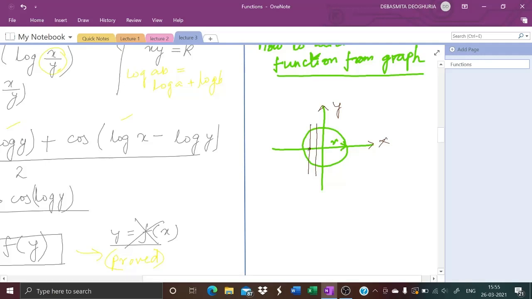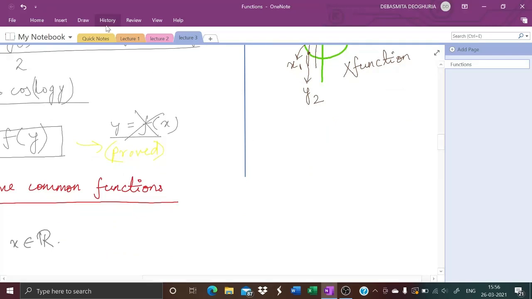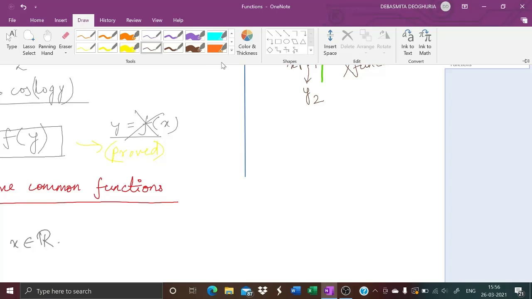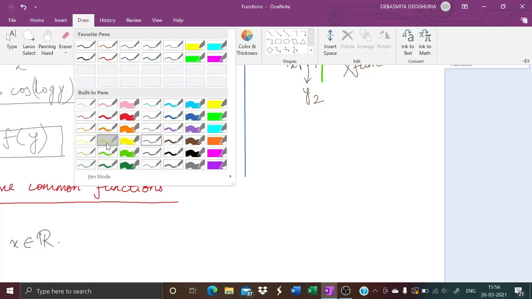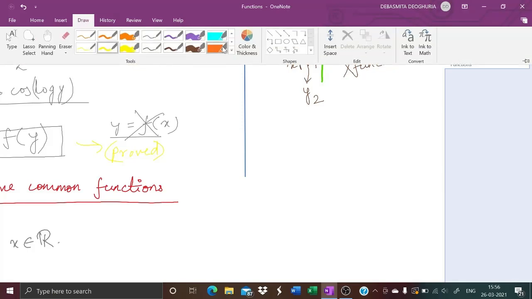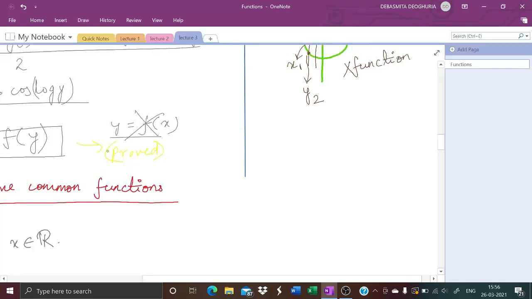So for the same value of x, suppose this is x1, I am getting two values of y, y1 and y2. So this is not a function because it is not giving me a unique element in the set y. I am not getting a unique y for a value of x. So from here you can understand that if I have to check whether a graph is a function or not, I have to see by drawing lines parallel to the y-axis. Okay, that is the basic funda.